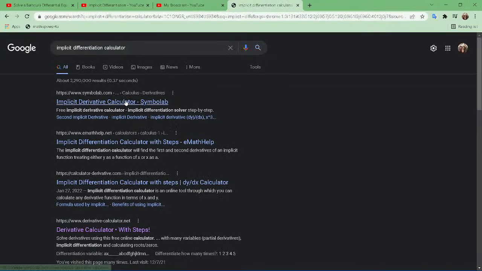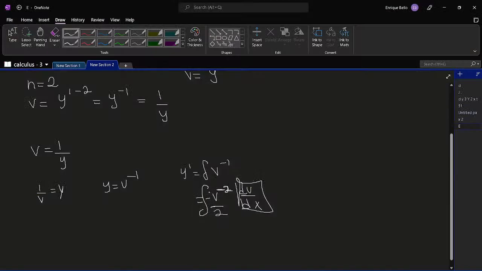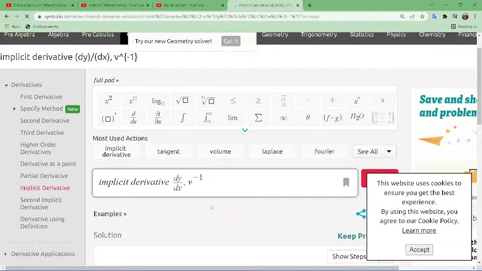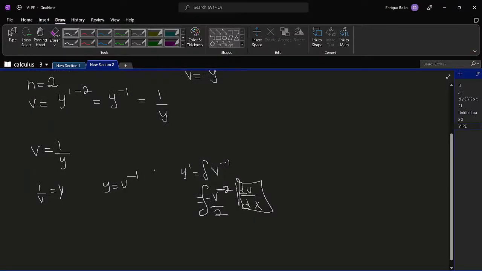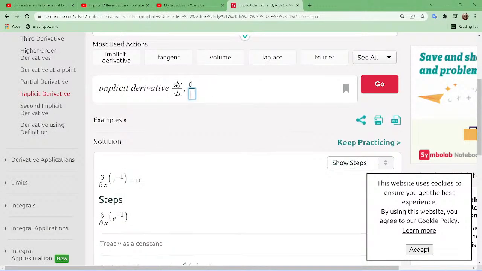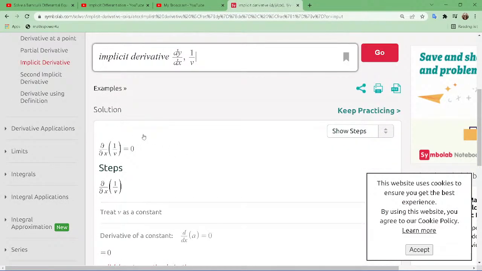Implicit differentiation calculator. E to the minus 1 equal to 0. Alright. V equals 0. Oh, there you go. Now is it the same rule? So implicit differentiation.